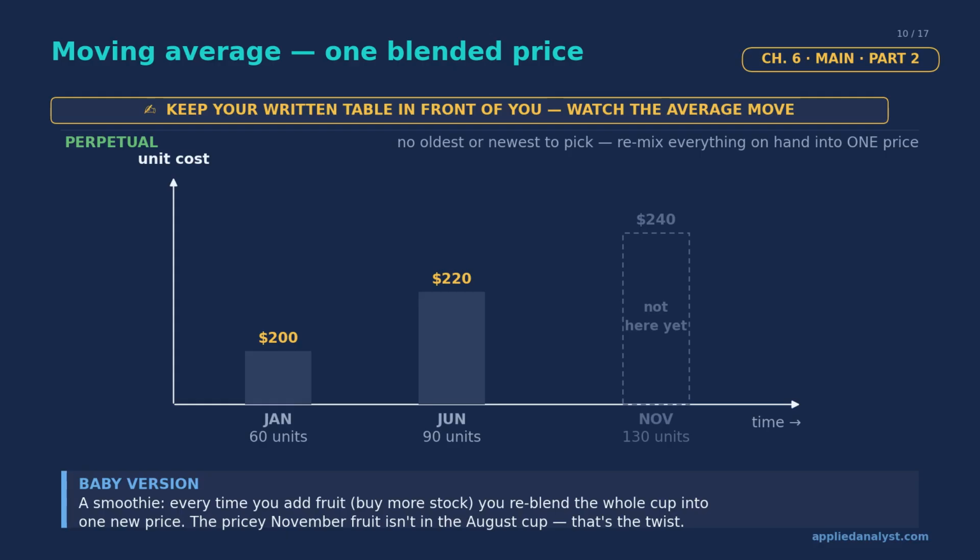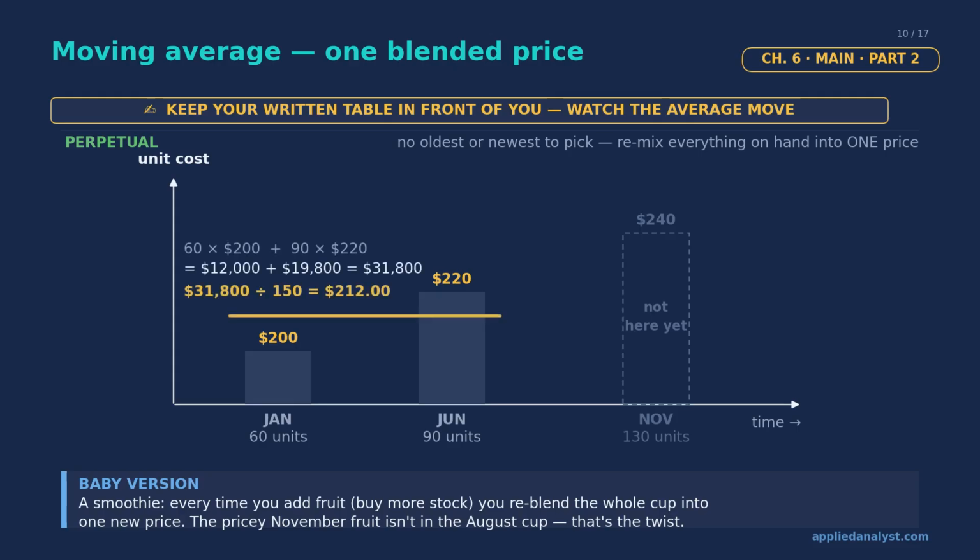Look at the graph. Before the August sale, two layers sit on the shelf, January and June. Moving average melts those two into a single blended line. Add the cost of both layers on hand, $12,000 plus the $19,800. That comes to $31,800. Divide by the 150 units, and you get exactly $212 a unit. That gold line is what every single unit in the August sale is charged.